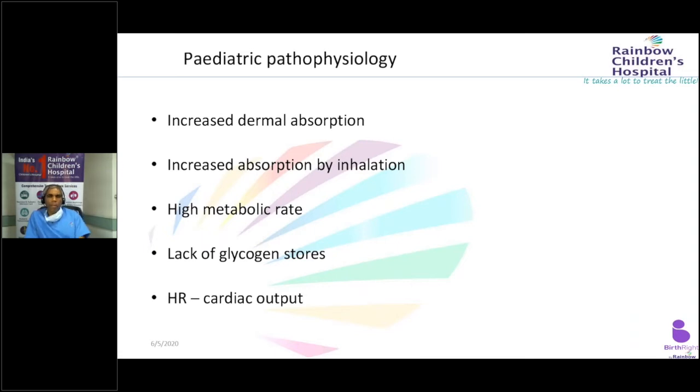And we all know that cardiac output depends upon the heart rate and the myocardial contraction, the stroke volume. Whereas in children, it is much more dependent on the heart rate. So any medication which decreases the heart rate will have a significant impact on the cardiac output, causing them to have hypotension faster than the adult population, like whenever they have poisoning with calcium channel blockers.